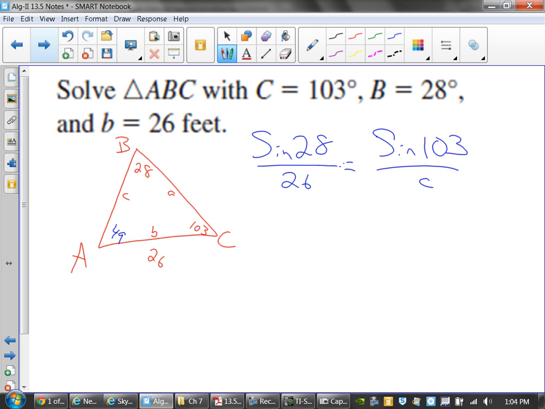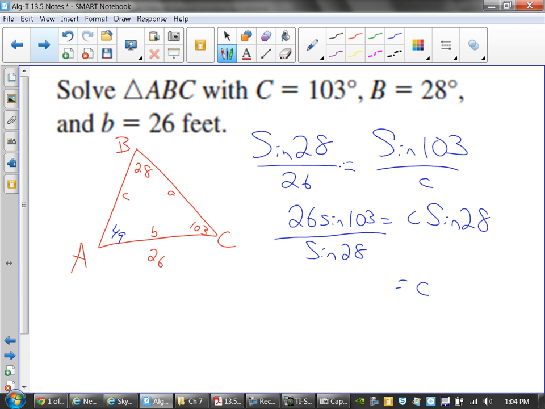Since this is fraction equal fraction, all we got to worry about is cross multiplying. So I get 26 sine of 103 is c times the sine of 28. Remember, the sine of 28 is just some crummy decimal, and I'm multiplying that times c. So how do I move the sine of 28? Divide. Just bring it back on the other side. And that's going to give you your missing side length.